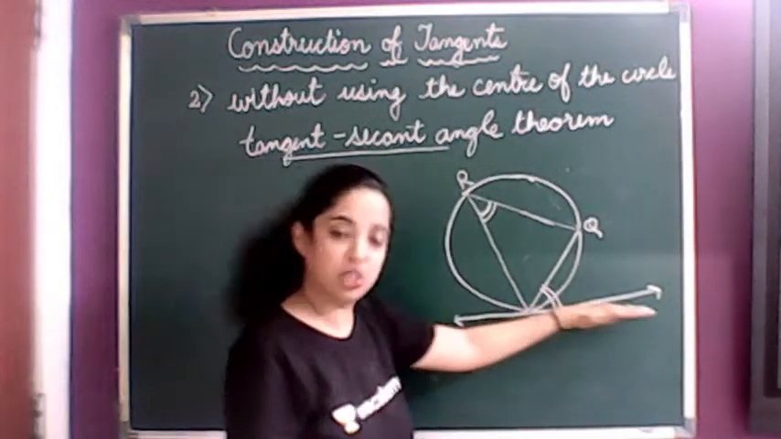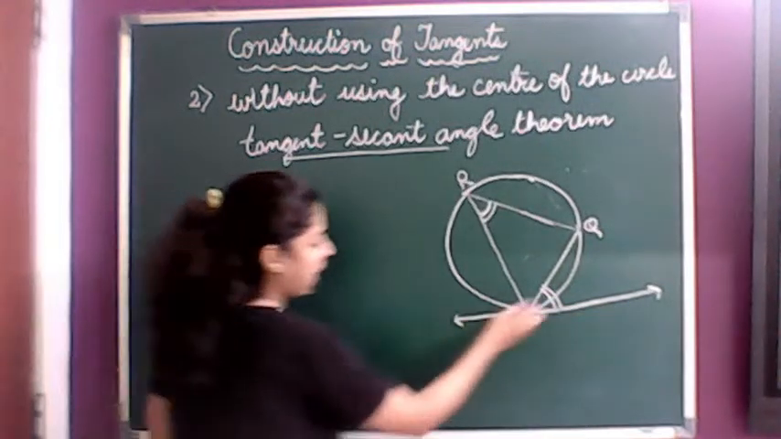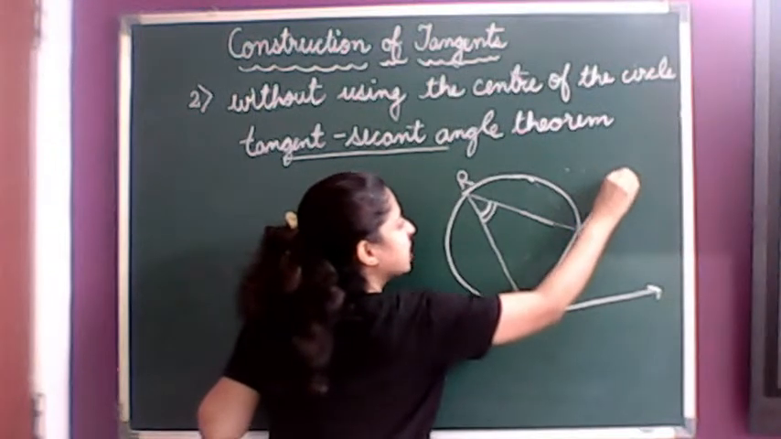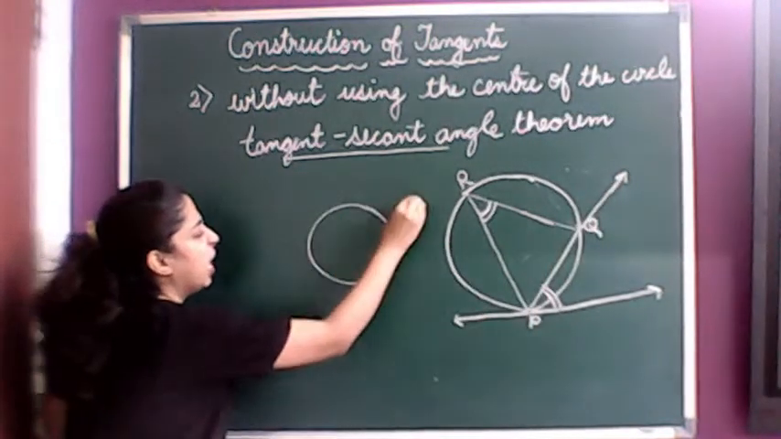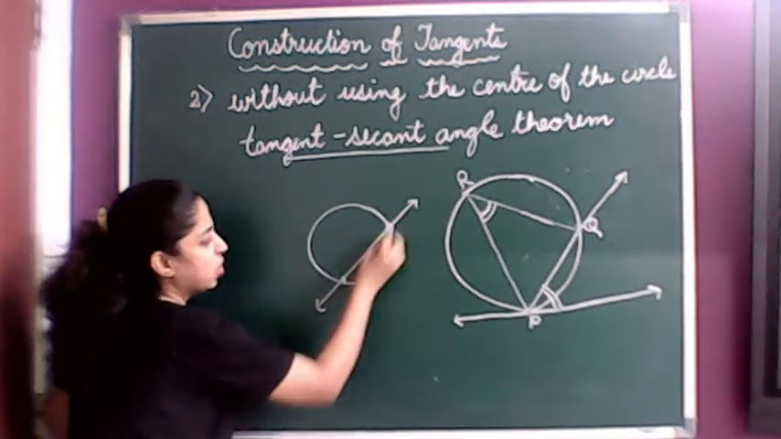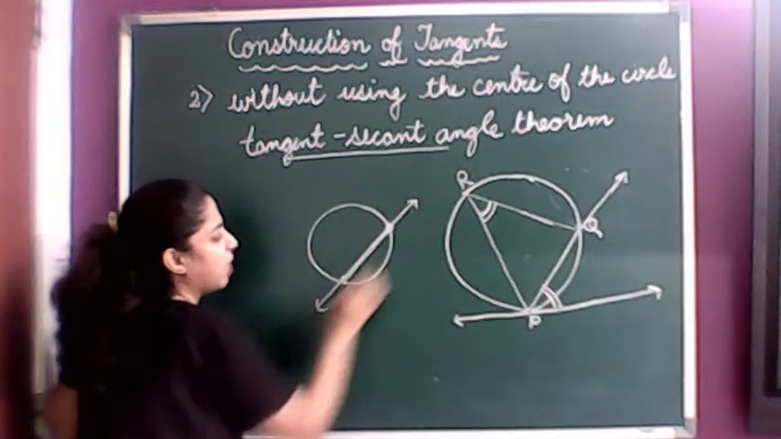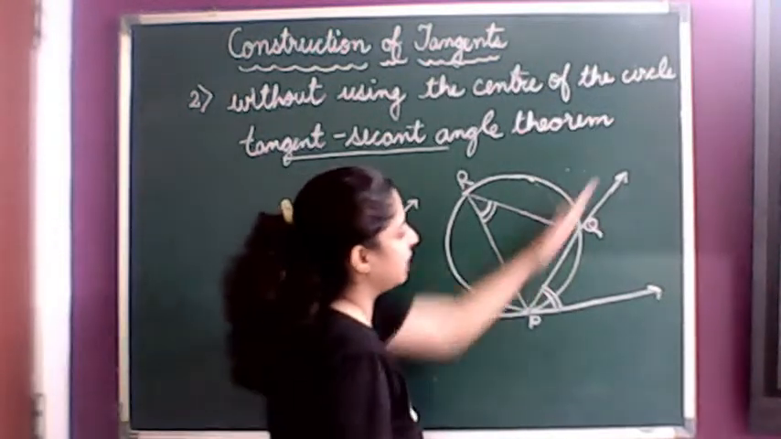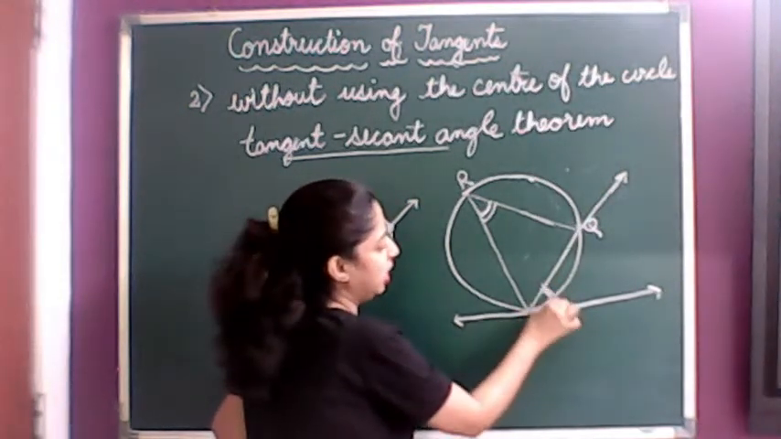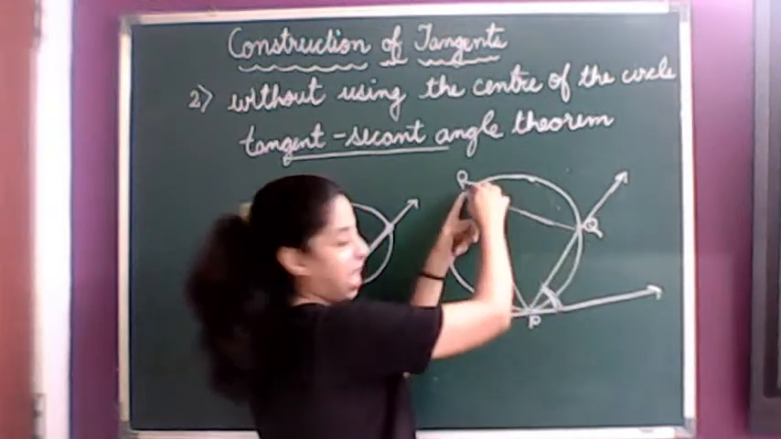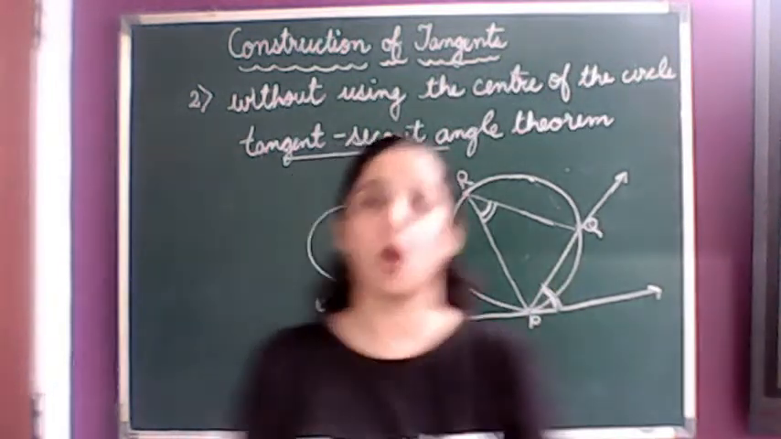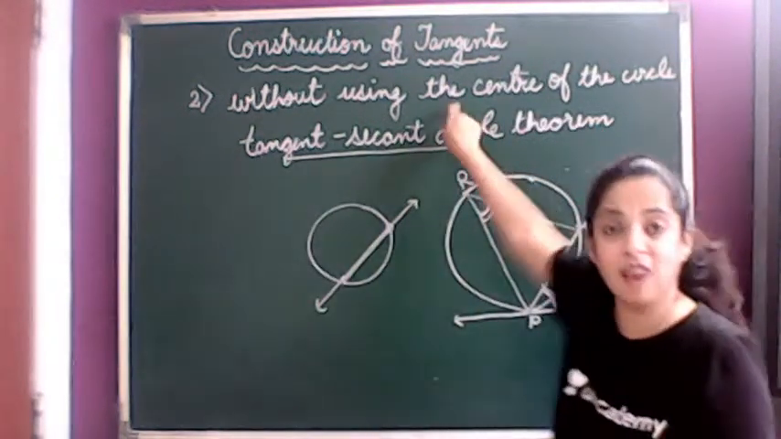This is tangent, and this is the secant. What is the secant? Any line which touches the circle at two different points. So basically, this one is the chord and this full line is called the secant. So if I take this as a secant, then the secant and the tangent form this angle, and this chord forms this angle at the circle. So this angle and this angle are equal. We will use this property to draw our tangent to the circle without the center of the circle.